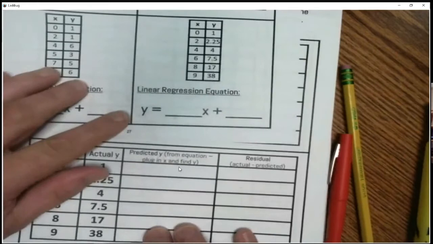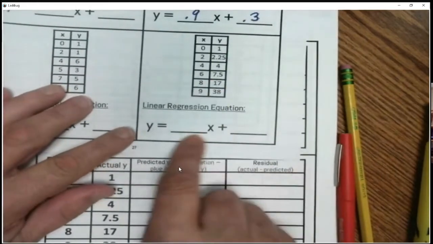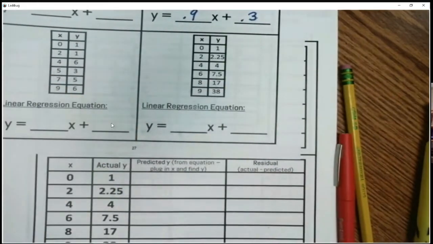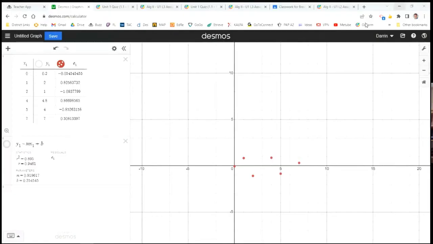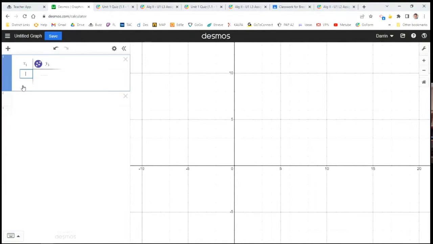So let's go ahead and put this into Desmos, and I want to do a linear equation for that one using that information. So let's make a new table using the information from this last table, 2, 4, 6, 8, and 9. Okay. 1, 2.25, 4, 7.5, 17, and 38.